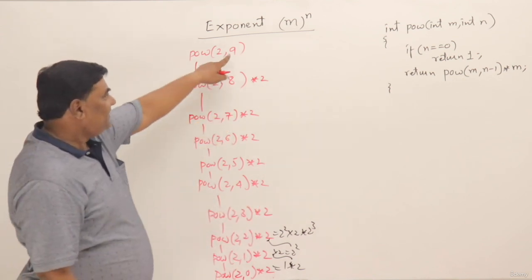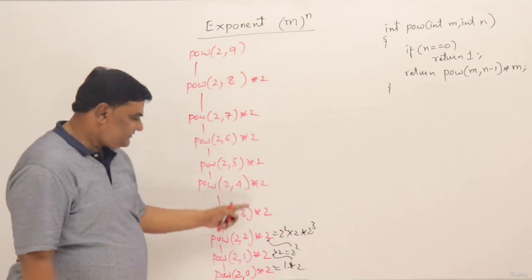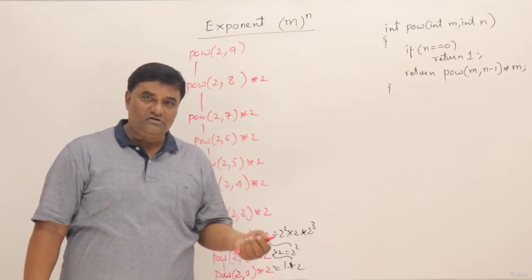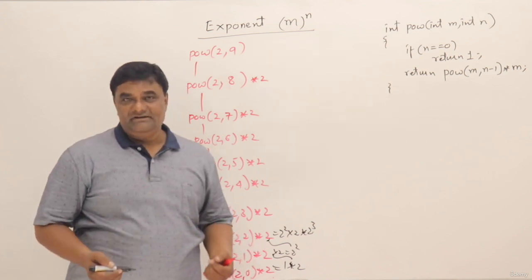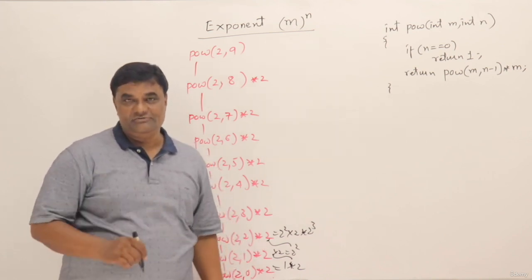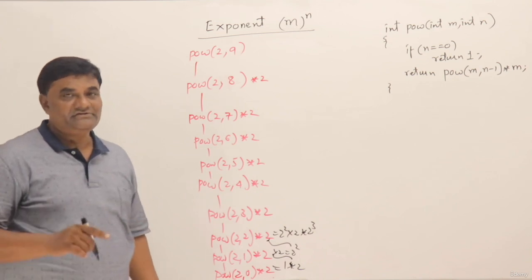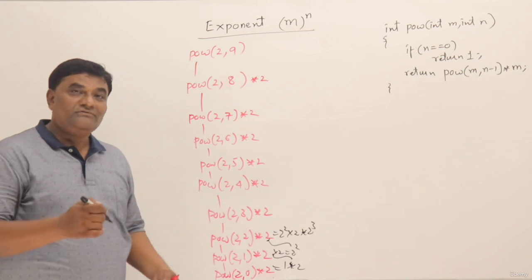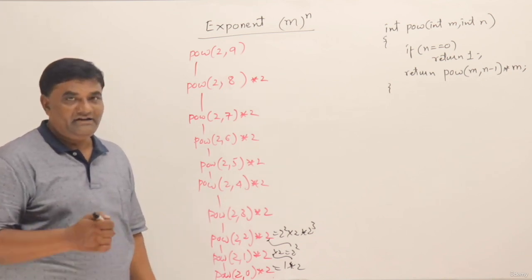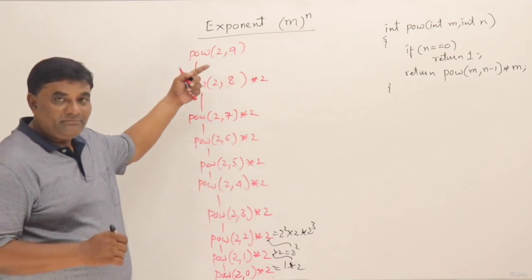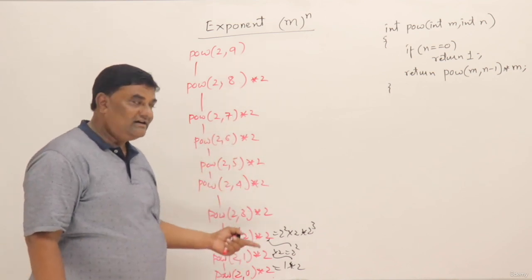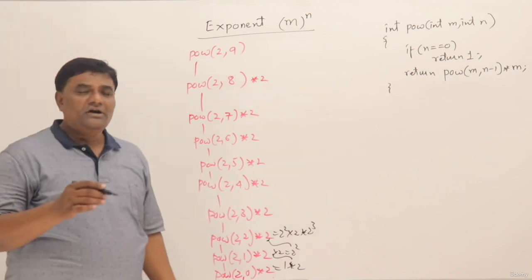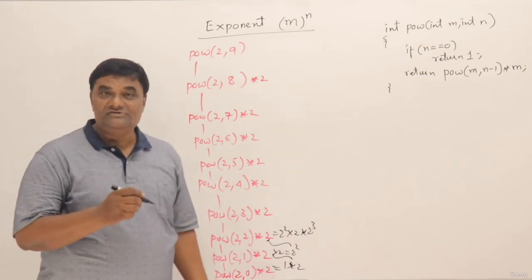For a value of n as 9, it has made a total of 10 calls, 9 down to 0. So n plus 1 calls. Now you know how much time it is taking and how much memory space it is consuming. As there are 9 plus 1 calls, that is n plus 1, the time is order of n. And the size of the stack is also order of n, because the number of activation records created inside the stack depends on the number of calls, that is n plus 1 calls.